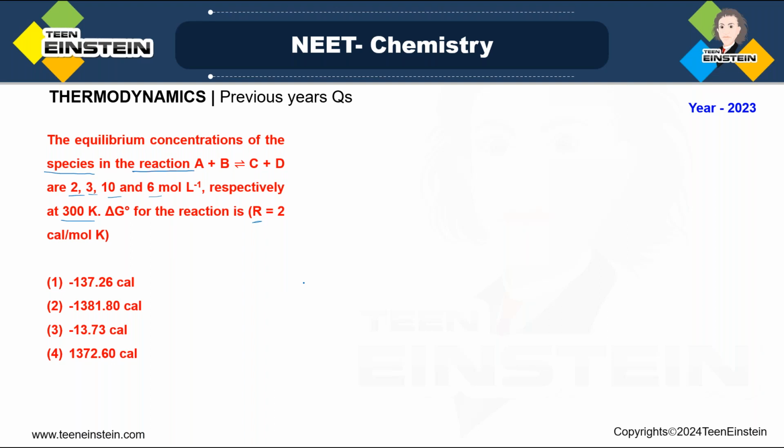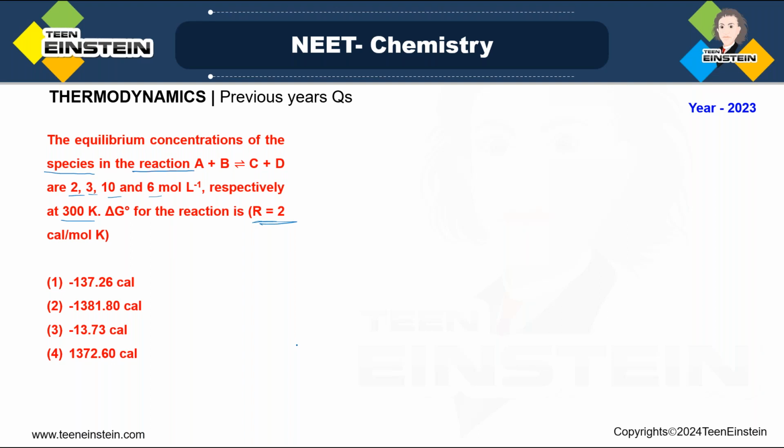All the answers that you can see, they are also in the calorie unit. That means the calculation should be in calorie per mole per Kelvin. So that is why the R value is given in calorie unit, because if it is in SI unit, it will be 8.314, but that value is not given. Now, how del G is related to K equilibrium, that is the equilibrium constant, that formula we will require.